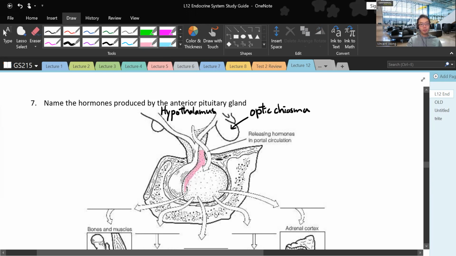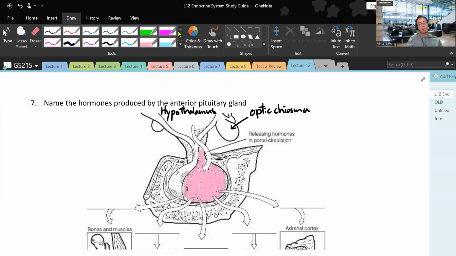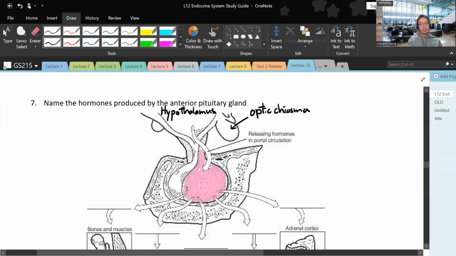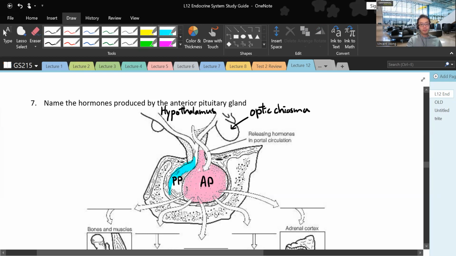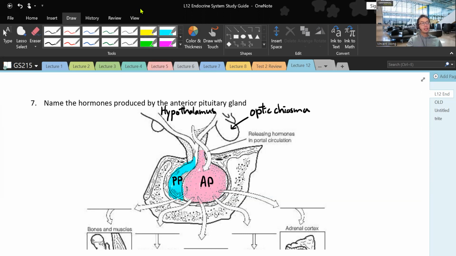Yes, we have several people saying this is the anterior. That's right. Okay, and generally speaking, in the diagram, anterior is usually bigger looking, okay, because it has more hormones to produce, right? So this is our AP, and the thing behind here, that's the PP.